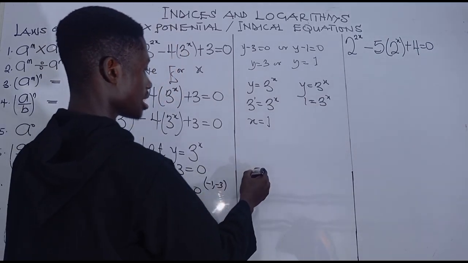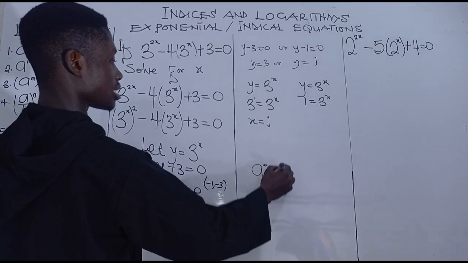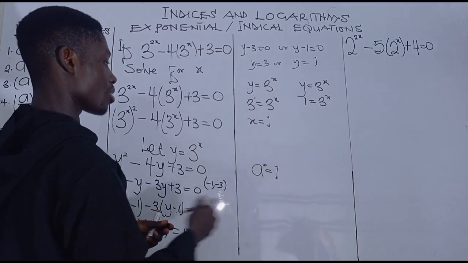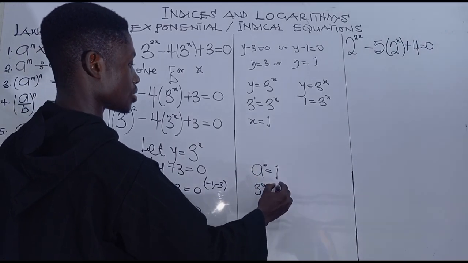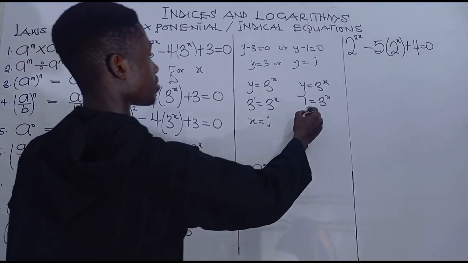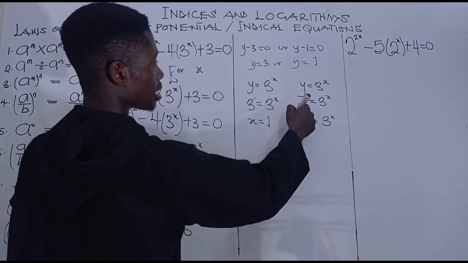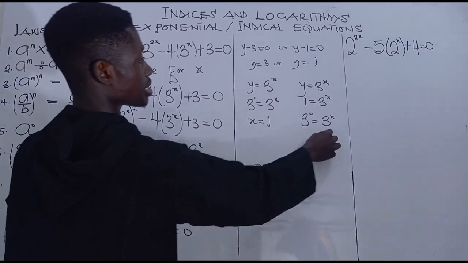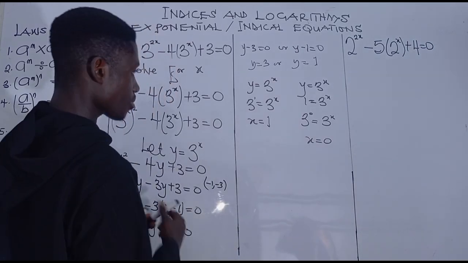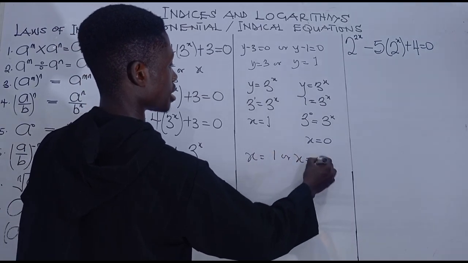Now applying this property, we said that when you have any non-zero number raised to the power 0, it is equal to 1. Any non-zero number. So it means that we can write 3 raised to the power 0, and this is going to give us 1. So in place of 1, we are going to write 3 raised to the power 0. That gives us 3 raised to the power x. Now once the bases are the same, we just have to equate their exponents. We have x is equal to 1, or x is equal to 0.